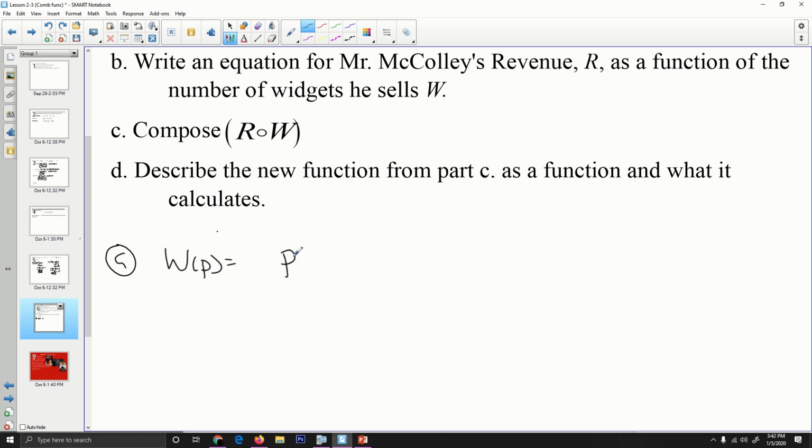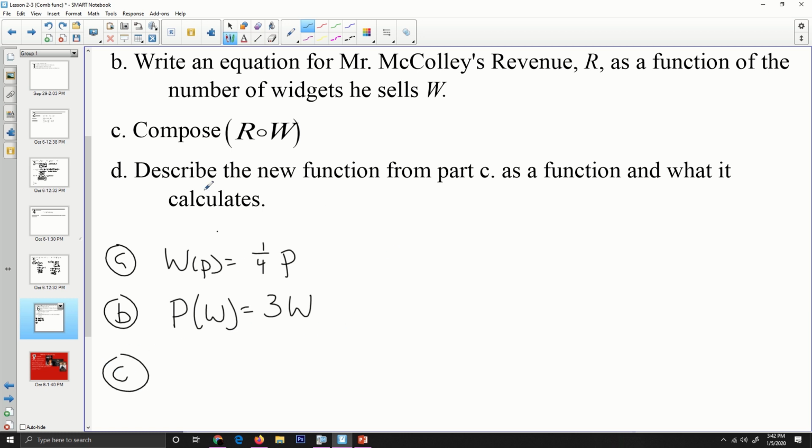And so for every 4 parts, I get 1 widget. That means 1/4 of a P gives me a widget. So 4 parts will give me 1 widget, 4 times a fourth gives me 1. 8 parts for 2 widgets. So if I go 8 times 1/4, I get 2. And then part B says the revenue is a function of the number of widgets sold W, so R as a function of W. For each widget that I have, I get $3. And so that's really all that I have there.